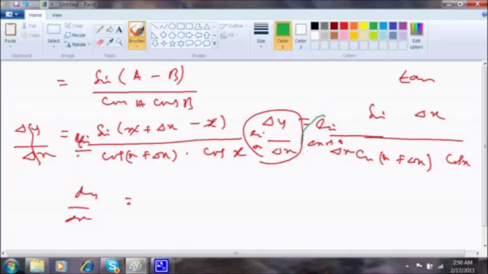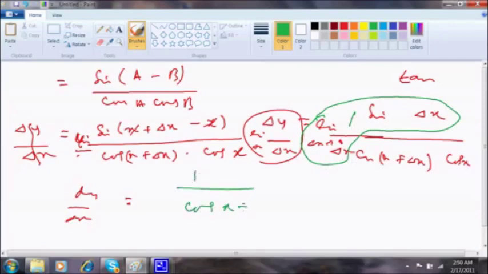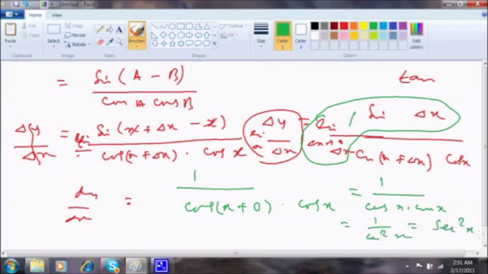And you can make out, limit delta x tends to 0, sine delta x by delta x is gone as 1. So I'm left with 1 by cos of (x plus delta x). Delta x you put as 0, into cos of x. So cos into cos is cos square. So this is cos x into cos x. This is 1 by cos square x, which is nothing but sec square x. That's it. 1 by cos is sec, as sec is 1 by cos.